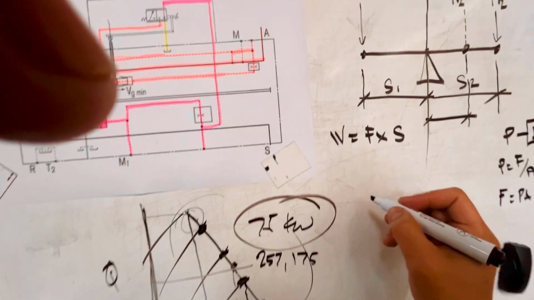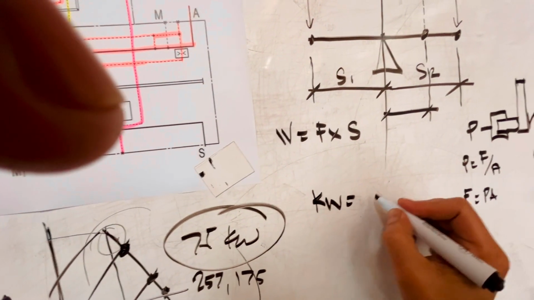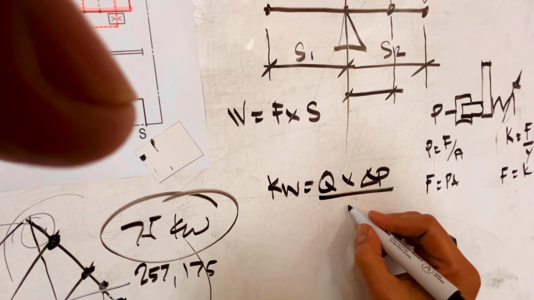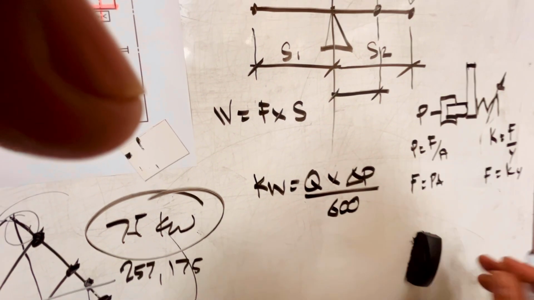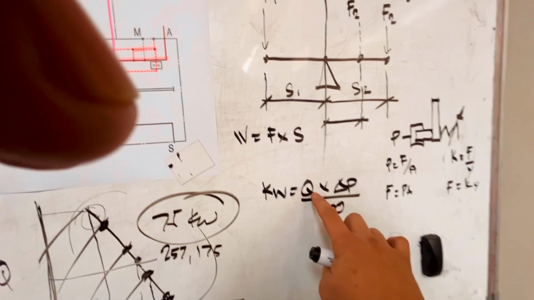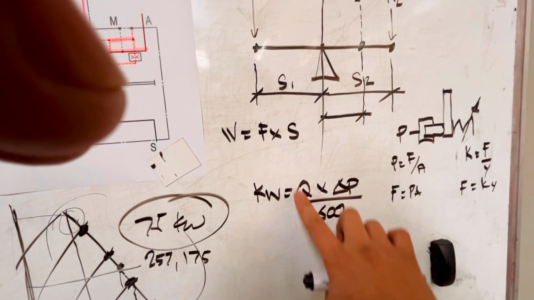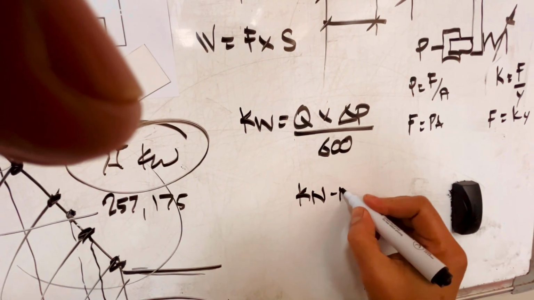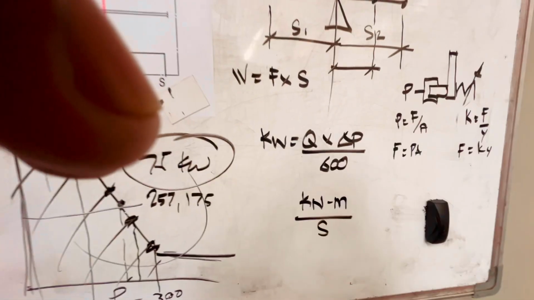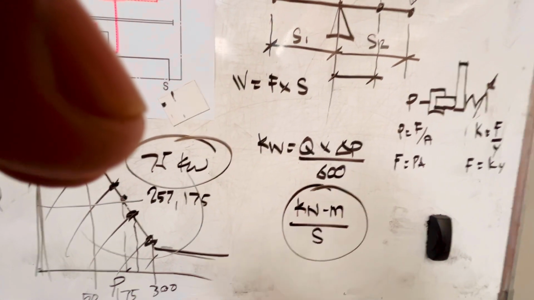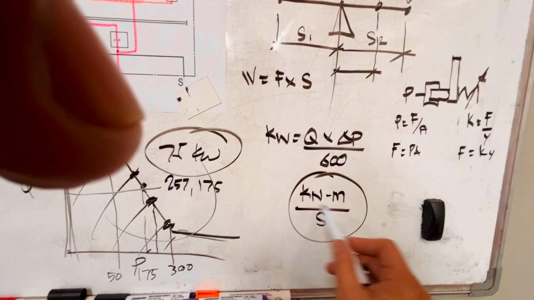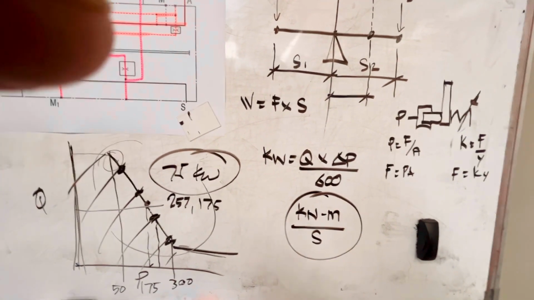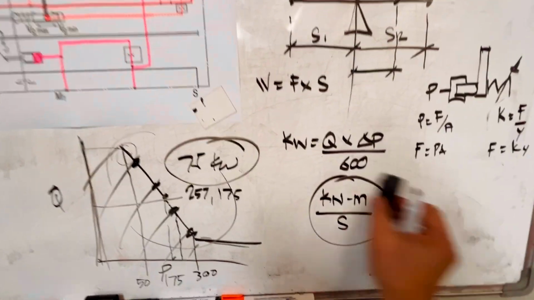Kilowatt is equal to flow times delta P over a constant, which is this one here, 600, to become kilowatt, because this is liters per minute and this is bar. So what is kilowatt? Kilo Newton meter per second. I hope I get this right, because I think the watt is Newton meter per second, so kilowatt is kilo Newton meter per second. That's why you have that 600 there.